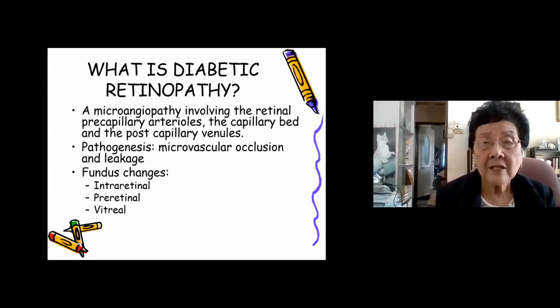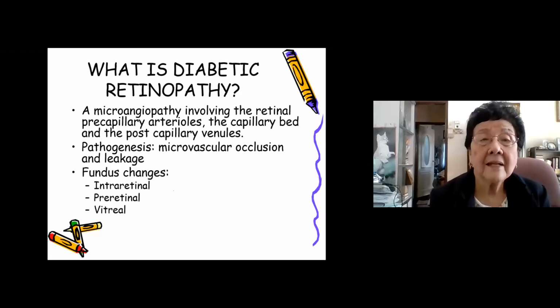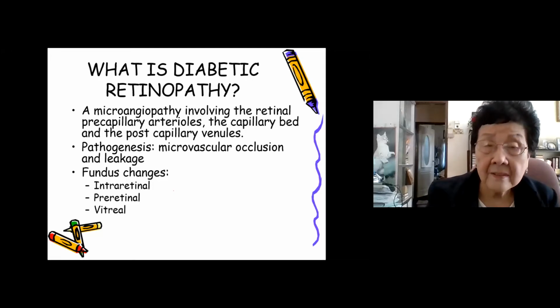And what actually happens to the structures is that there's microvascular occlusion or blockage, as well as leakage on the other side. And all these changes, actually you can see in the back of the retina, which is called the fundus. You have intraretinal, preretinal, and vitreal.